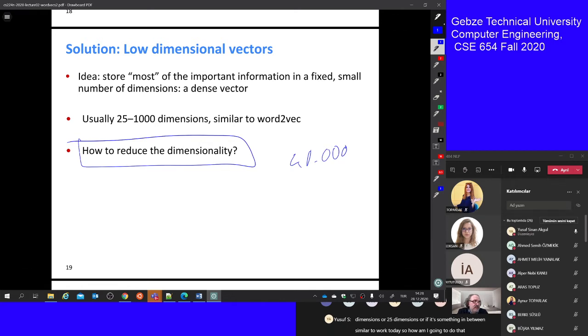Let me take a 10 minute break. After the break, we will continue with this dimensionality reduction. Okay, let's be here around 14:39.